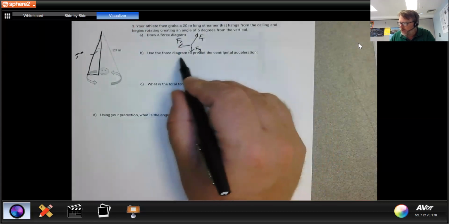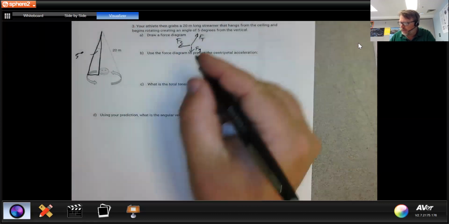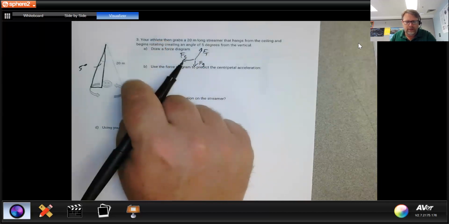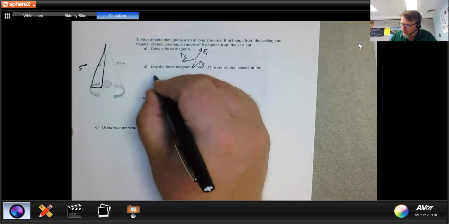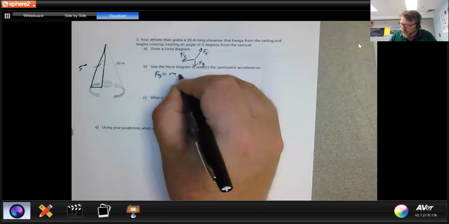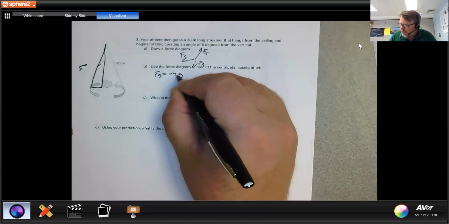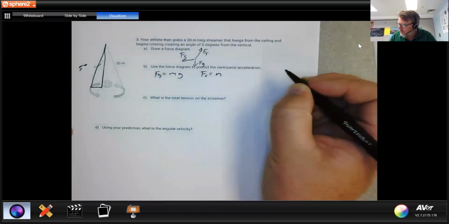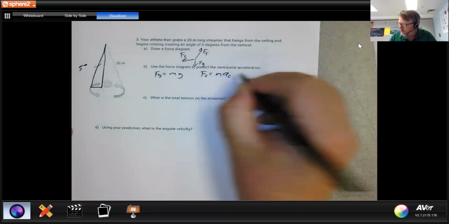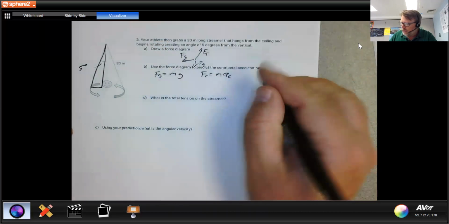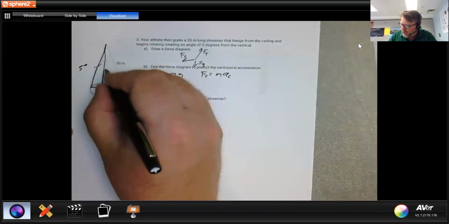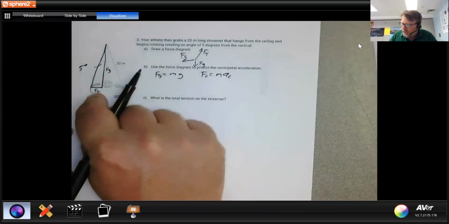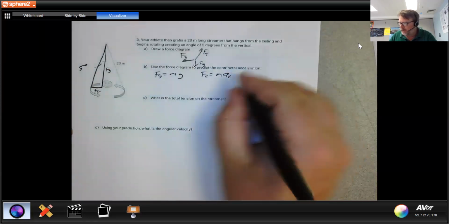Use the force diagram to predict the centripetal acceleration. Again, we can use the mass of the athlete, which in fact is not going to be very significant because force of gravity is mass times gravity, and our force centripetal is mass times centripetal acceleration. And we know that if this is our force of gravity and this is our force centripetal, opposite over adjacent is tangent.